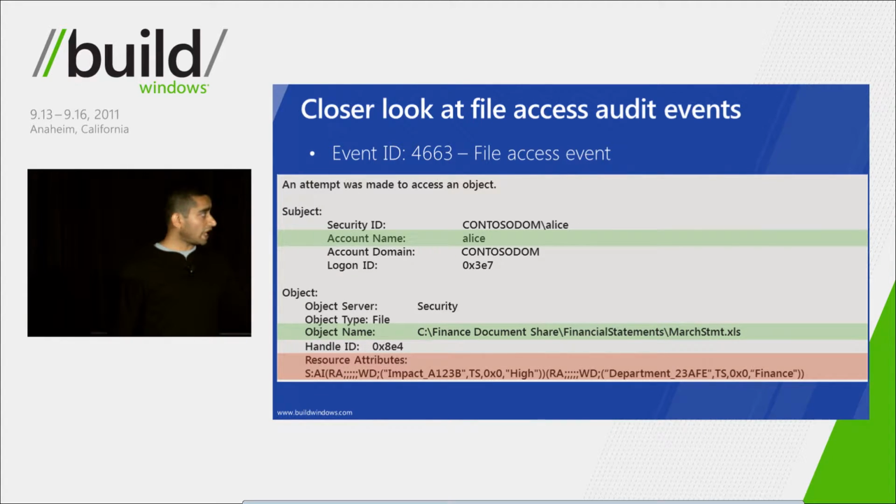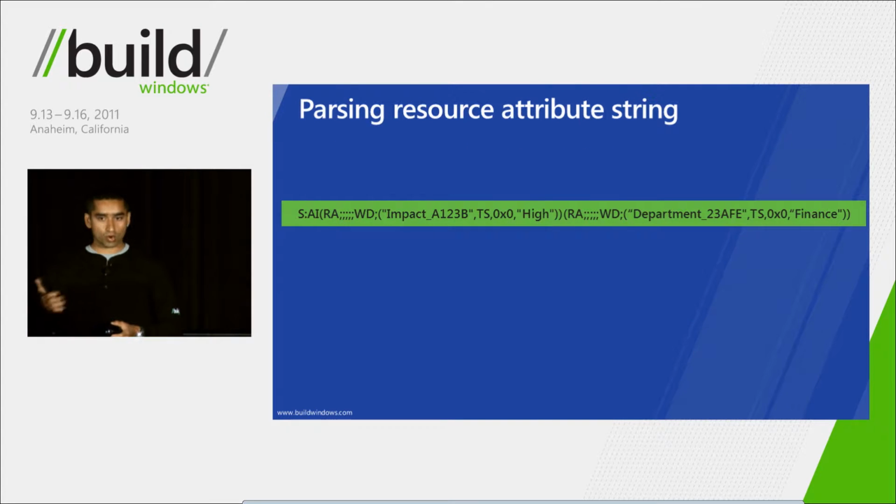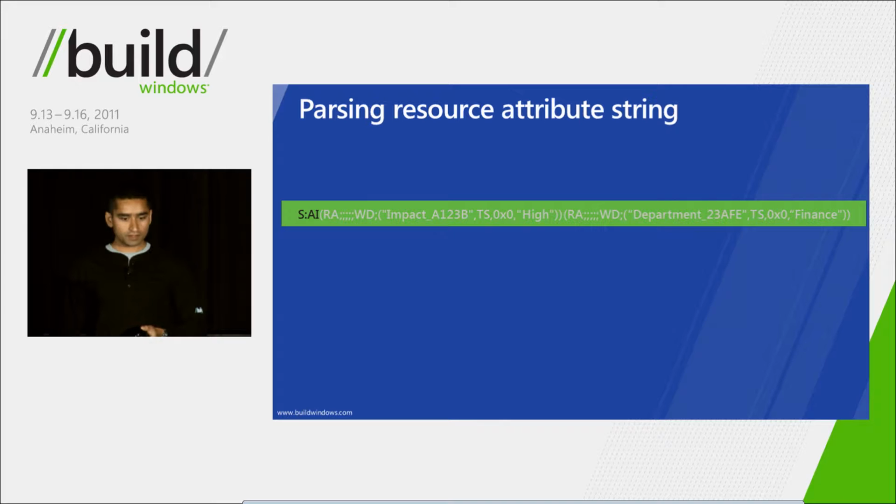What we've done is we've added the thing in red there, which tells you what was the classification of this particular file when Alice accessed it. Now, let's dissect this string a little more and see what this means, because this is what ArcSight did in their prototype. The first thing you'll notice is the string begins with S:(AI). What that means is this information comes from the SACL part of the security descriptor, and the information was inherited from the container. So AI stands for auto-inherit.